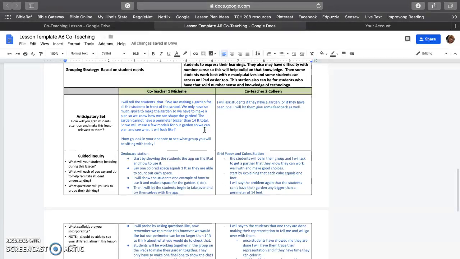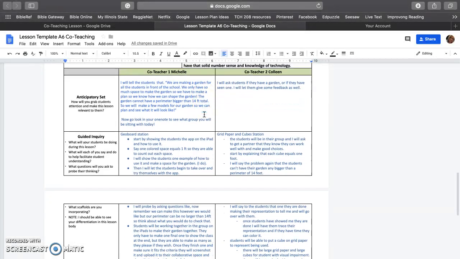Michelle will be working with the students that use the GeoBoard station. Even though you're not supposed to explicitly teach, she's going to explain how the application works without doing the I do, we do part. She's just going to give information on how it works, in case they've never used it. Then she's going to be a facilitator with them, asking probing questions.